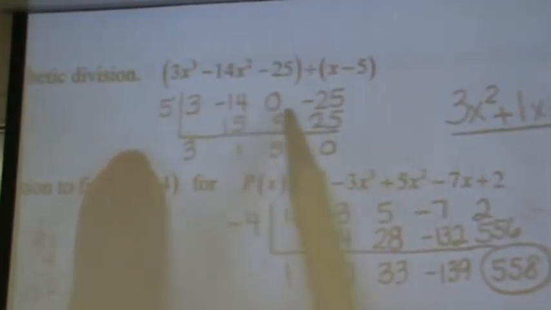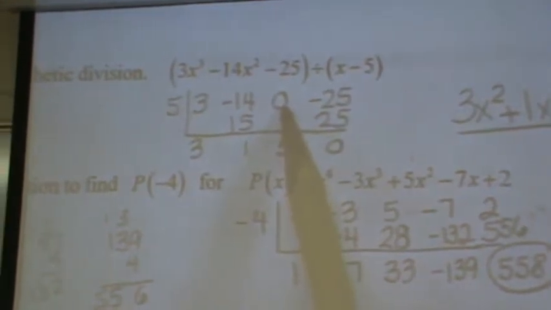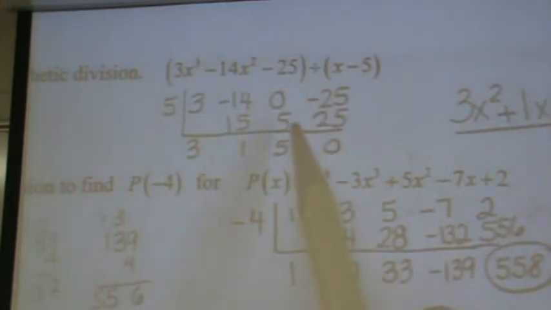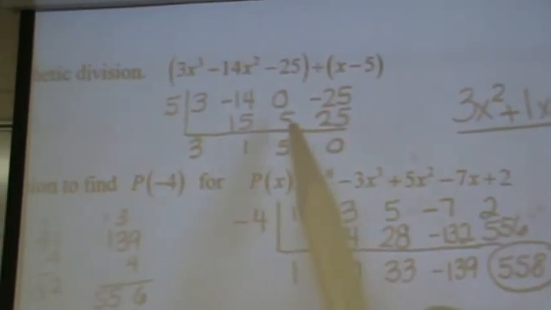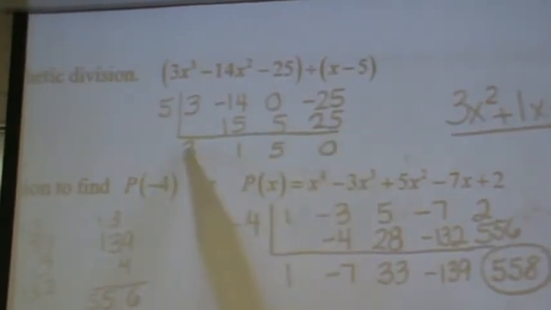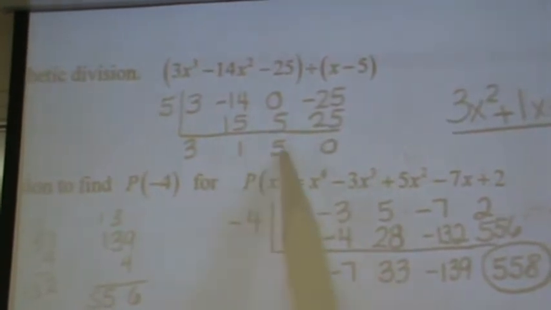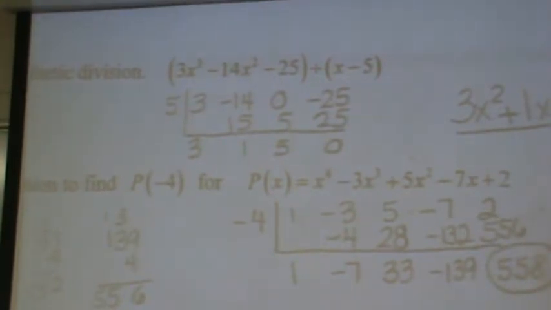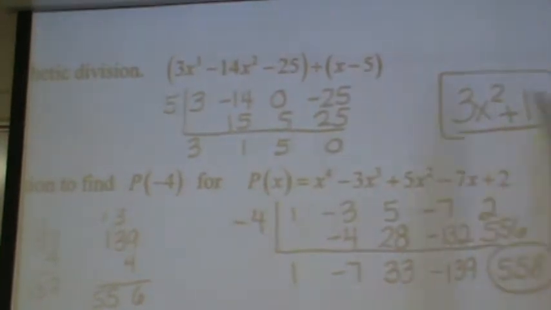Number 7, you do synthetic division. You take the opposite of this number, put it outside, make sure you have no holes. There is a hole right there at x to the first power. Bring this down, multiply, add, multiply, and add. You get 3x squared plus 1x plus 5. And if they ask you to solve this, you would set this equal to 0, but they just want you to divide. That is the answer right there.